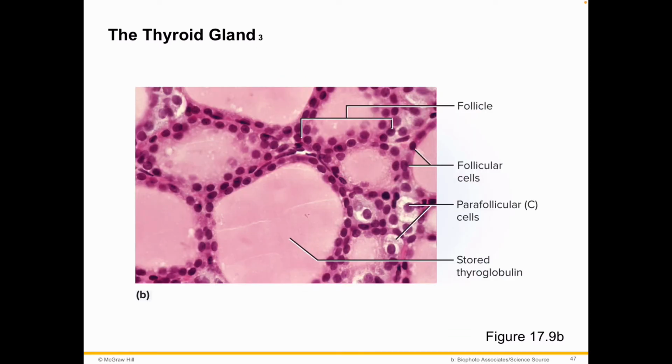Here's what it looks like on the inside. I talked about the little cuboidal cells, the simple layer, which means one cell thick. So here's an example of that. Each one of these is a follicle, and they're lined by the follicular cells, with the parafollicular cells, also known as the clear or C cells, supportive right there. And inside, that pink mass of what they are secreting is going to be thyroglobulin.